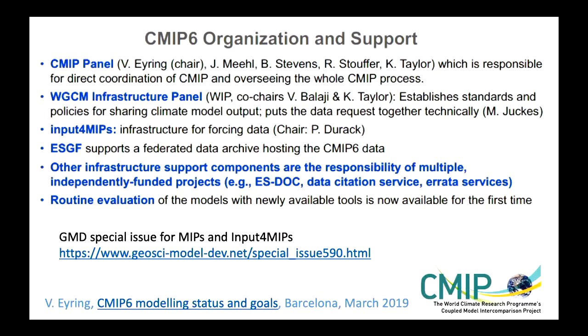So in CMIP6, as I mentioned, there are a few new panels, and this one is doing a lot of work, a lot of stuff I don't understand. It's all about really documenting the data. There are now, I think, expected to be DOIs for all the data, the model output, so that it's really traceable and really transparent. There's also the forcing data. Infrastructure was put around that, and there are papers written on all the forcing data sets. And then there's other infrastructure support.